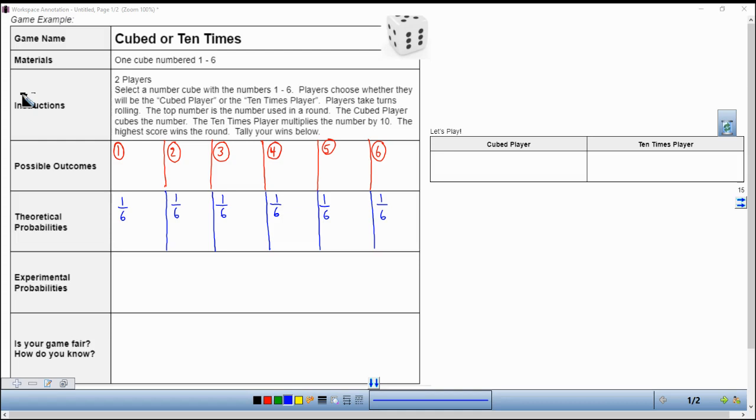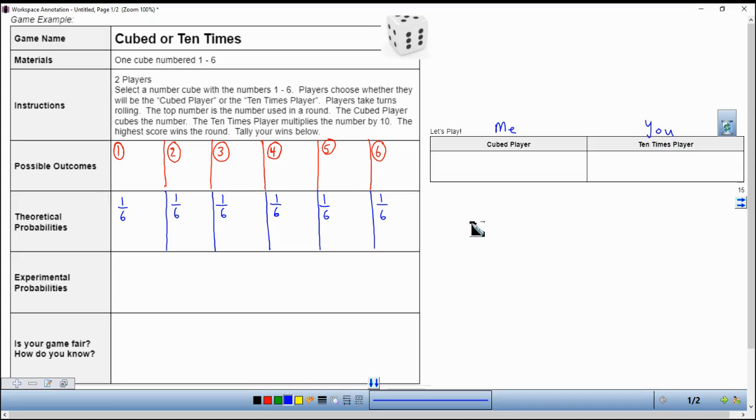So I'm going to flip a coin to see which side I am, whether I'm going to be the cubed player or the 10 times player. We'll see, because I don't want to pick one that might have an advantage over the other. So if I flip heads, I'll be the cubed player. If I flip tails, then you're going to be the cubed player. We'll see what happens. I flipped a heads, so I'm going to be the cubed player. This is going to be me, and then you are going to be the 10 times player. I'm going to roll the dice, and then we'll figure out each of our scores and see who wins that round.